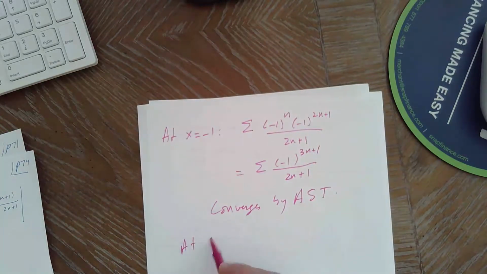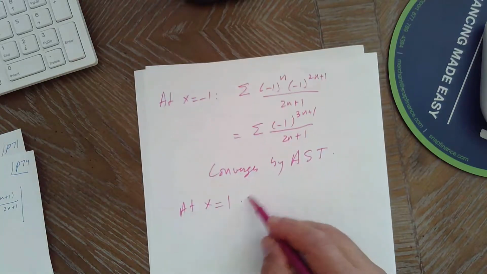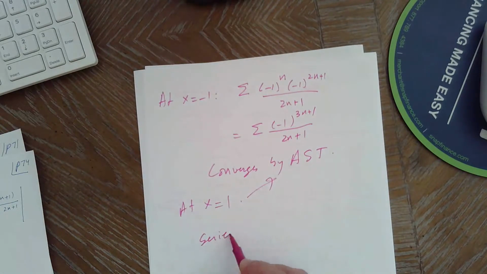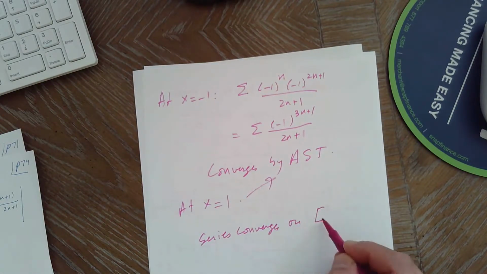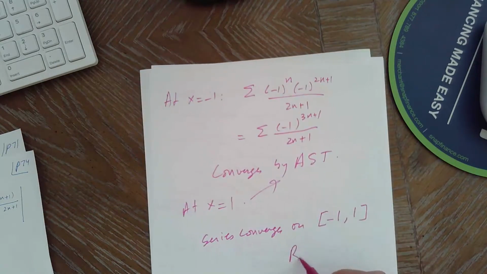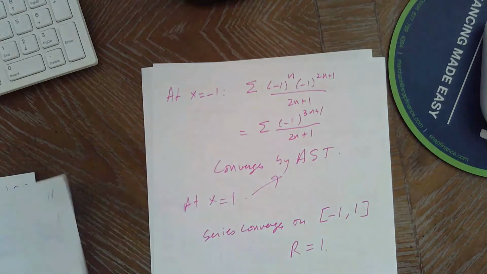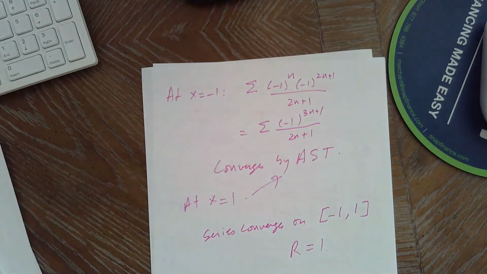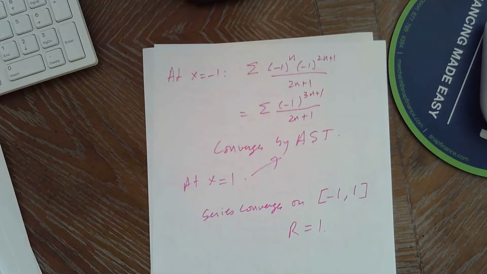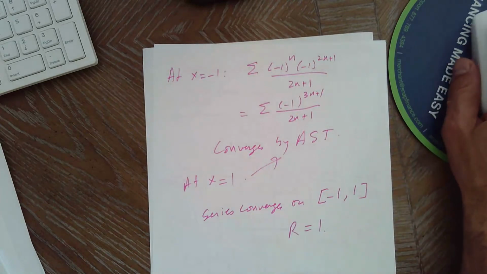Same at x equals 1. Okay, check that out. It converges. So the series converges on negative 1 to 1, the radius is 1, and the center is 0. And that's it for the power series. Okay, 11.8. We'll see you in 11.9 soon.